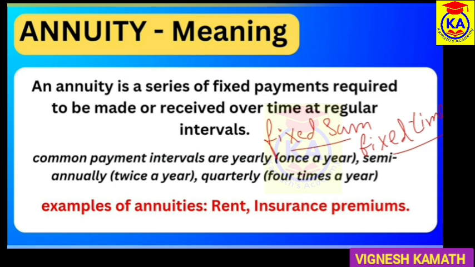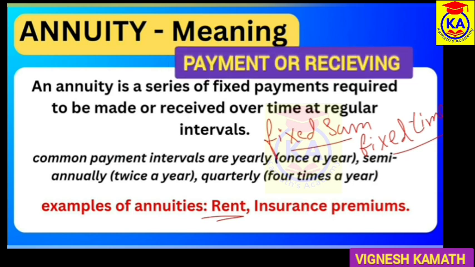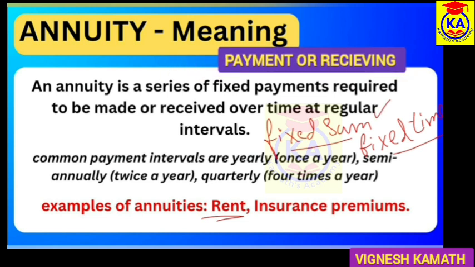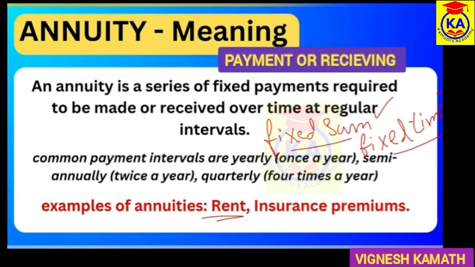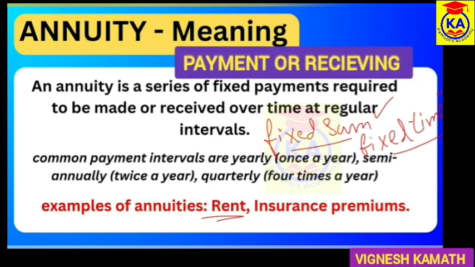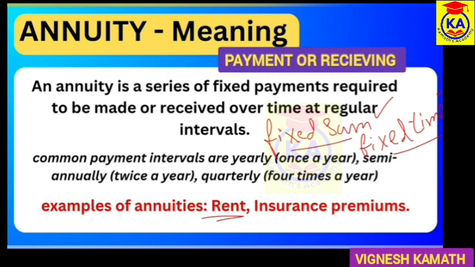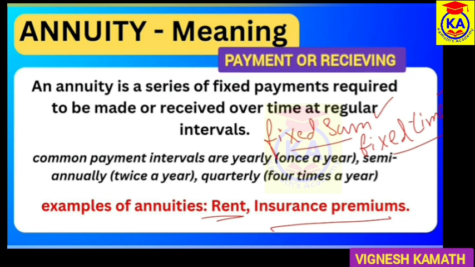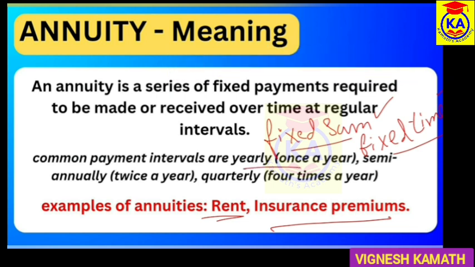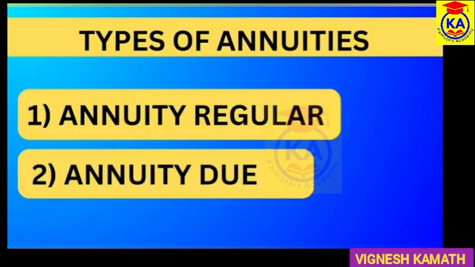For example, rent we can take. If we want to pay rent of 2000 for 3 years, here the fixed sum is 2000 and fixed time is 3 years. 2000 for 3 years, that is called an annuity. Payment of fixed sum for a fixed period of time, that is annuity. Example, rent, insurance premium, etc. Common payment intervals are yearly, semi-annually, that is half yearly, quarterly, that is 4 times a year. Now we'll see types of annuities.